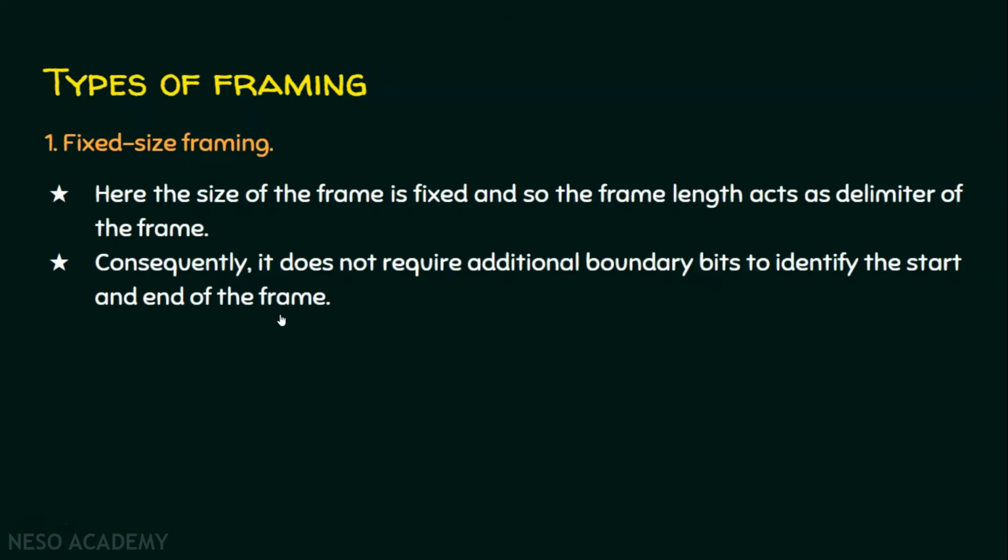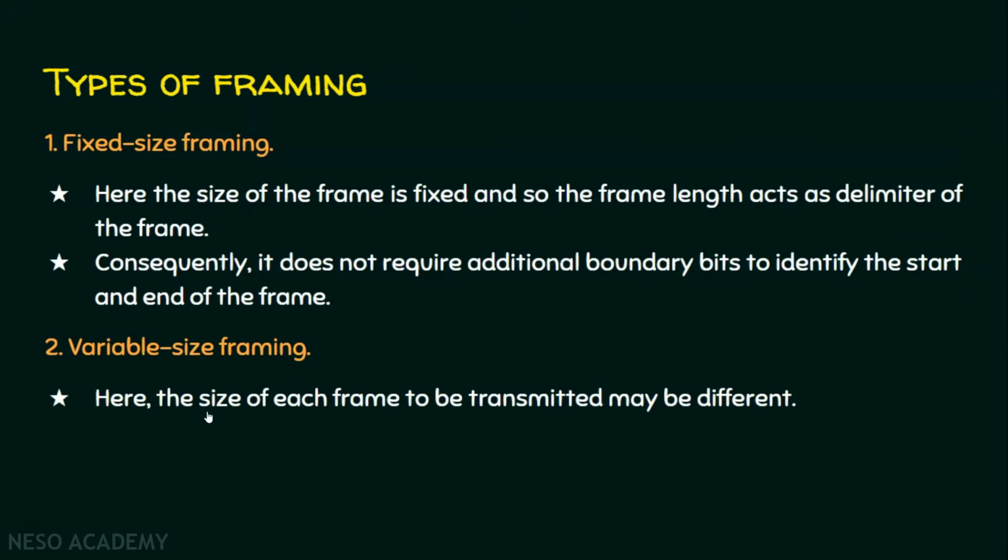There is variable size framing also. In variable size framing, the size of each frame to be transmitted may be different. For example, 100 bits may constitute frame number 1, 60 bits may constitute frame number 2, 80 bits may constitute frame number 3. But in this case, it's very difficult because the length is not uniform for all the frames. So it is a must to maintain the start of the frame and the end of the frame.